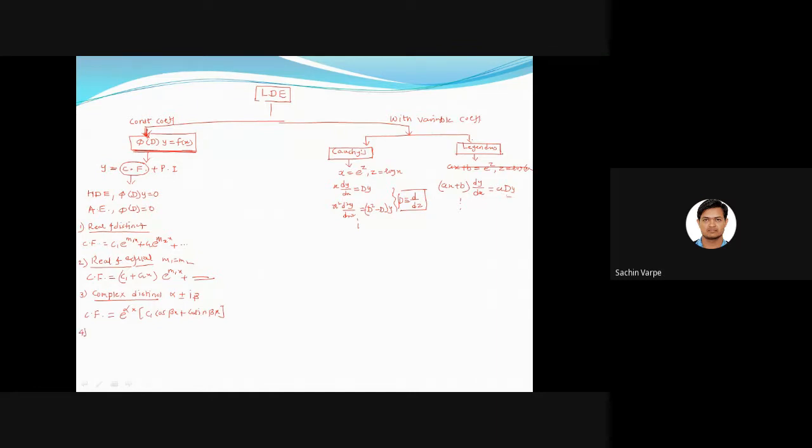And the last one is if the roots are complex and repeated. Suppose alpha plus minus i beta repeated twice. Then how do I write the complementary function? CF is equal to e to the power alpha x into ((c1 plus c2x) cos beta x plus (c3 plus c4x) sin beta x). So this is all about the complementary function. We have discussed in detail. Right. Then we have started with the particular integral.